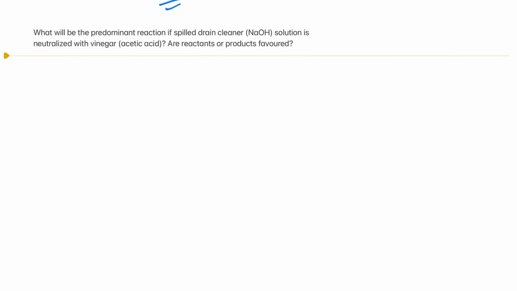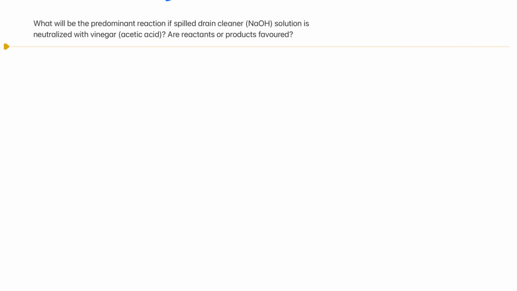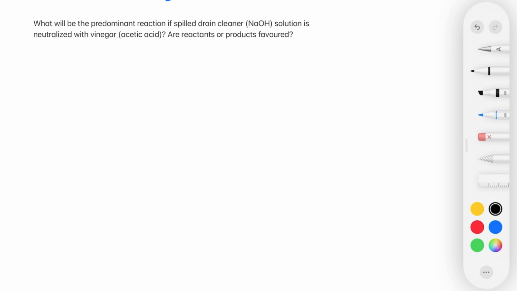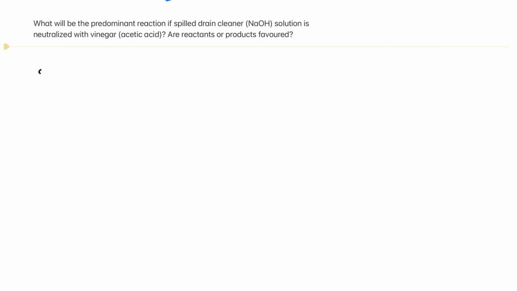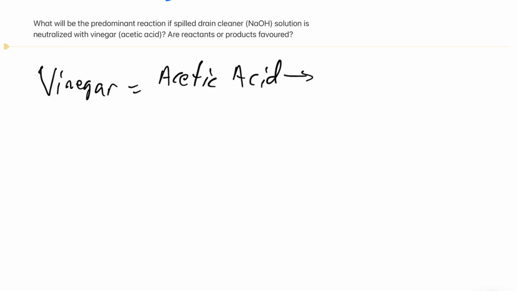So, with our first example here, it says, what will be the predominant reaction if spilled drain cleaner sodium hydroxide solution is neutralized with vinegar acid? So, first thing, vinegar refers to acetic acid. Vinegar is the same thing as acetic acid, which in our data booklet is CH3COOH.